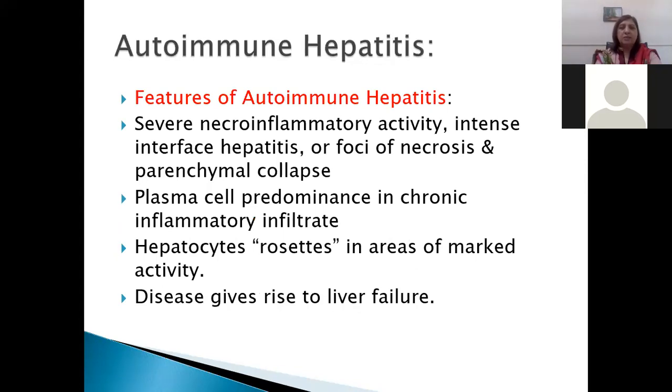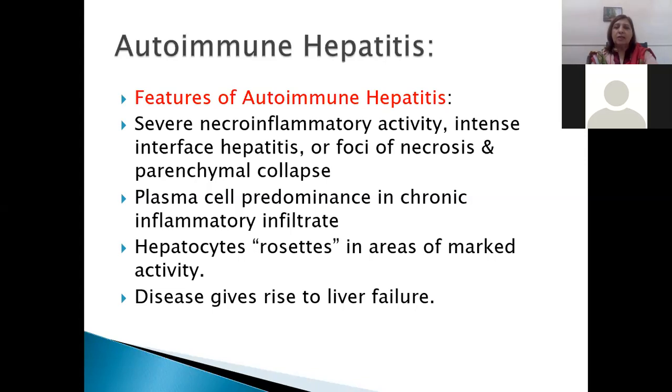The features which can be seen in cases of autoimmune hepatitis can be severe necro-inflammatory activity, intense interface hepatitis, or foci of necrosis and parenchymal collapse. It means that there is severe necrosis of the hepatocyte surrounded by inflammatory infiltrate and intense interface hepatitis. I told you interface hepatitis is that kind of inflammation where there is inflammation of the portal tract which is spilling over into the hepatic lobule. That is the interface hepatitis. And there are foci of necrosis as well.